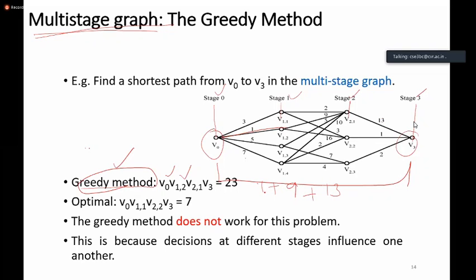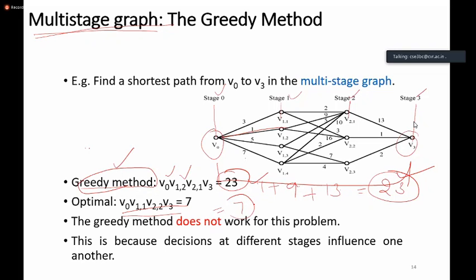Now what do you make of it? 1 plus 9 is 10. 10 plus 13 is 23. By using your greedy method, you may get 23 as your path. Okay. Are you clear on this point? Are you clear? Now, but actually what is the optimal solution? Actually, if I compare, here you may get 7 as the optimal solution. But with the greedy method you got 23.